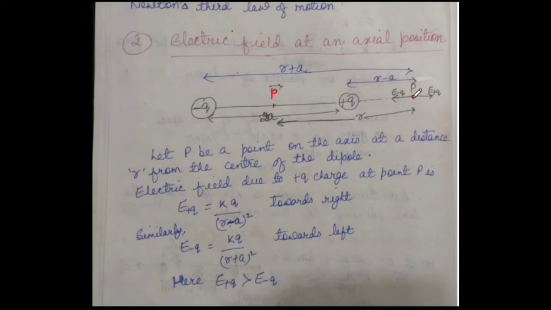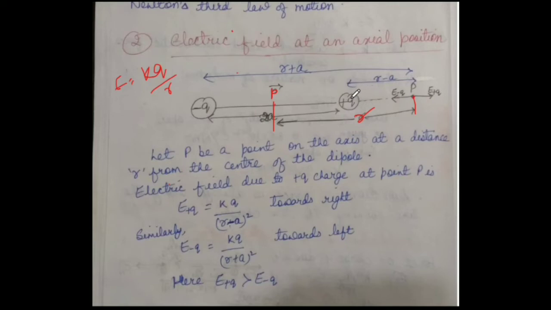For this, suppose this P is at a distance of r from the center of the dipole. This one is the center of the dipole, right? From here to this point P, suppose the distance is r. Now you know the expression for electric field due to a point charge q: kq by r square, where r is the distance between the charge and the point at which the electric field is to be determined. So here I have to calculate the electric field at point P due to this plus q charge and minus q charge.